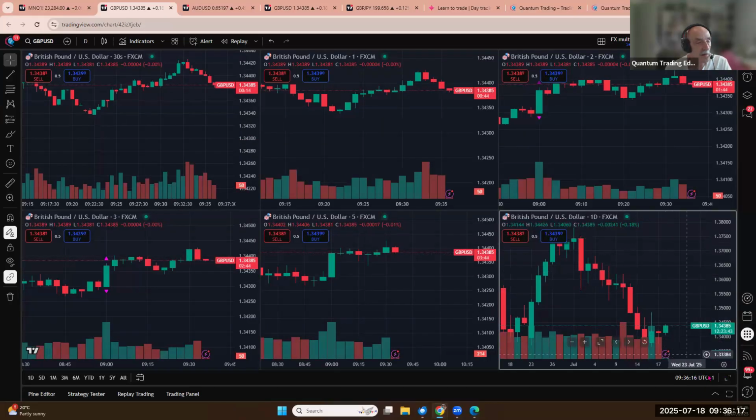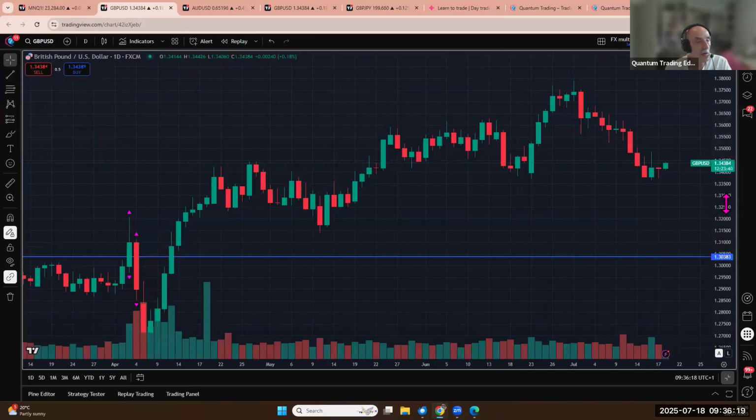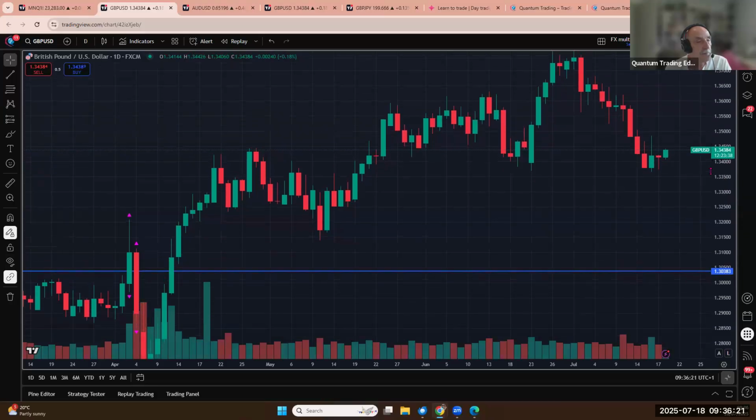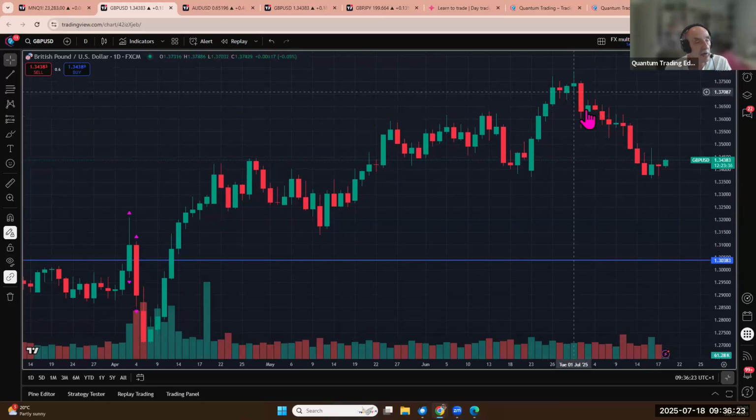Now, where are we in terms of the daily? Let's go and have a quick look at the daily. It's been selling off quite strongly, and we've got a little bit of buying came in yesterday. You can see that there. The market fell and recovered. So it's not surprising to see we've got a little bounce going on in terms of the daily chart.